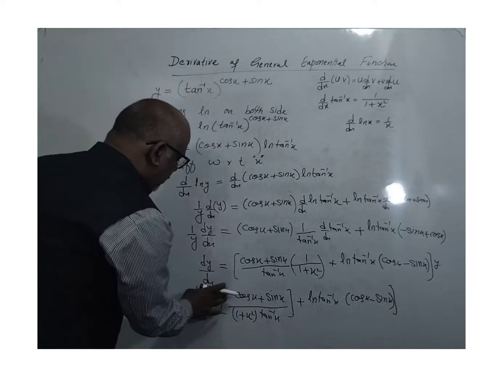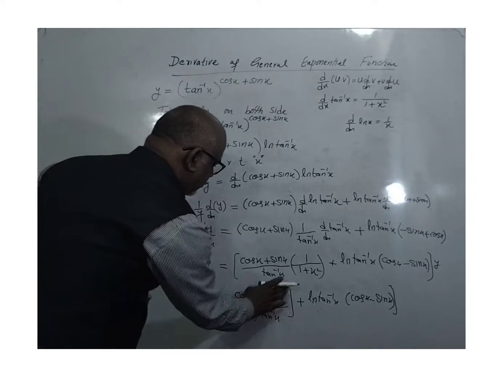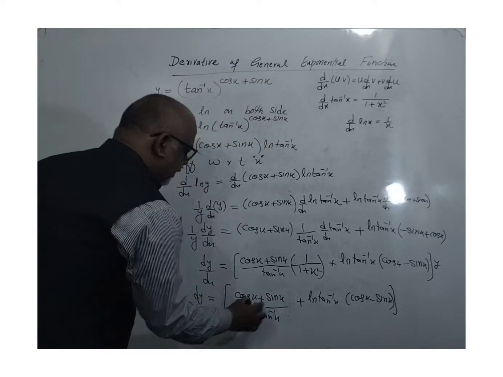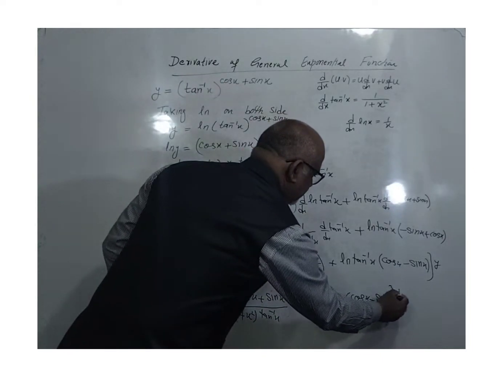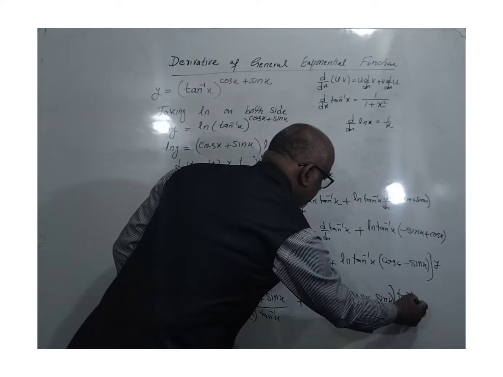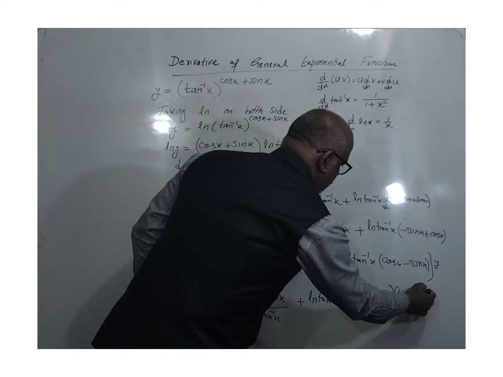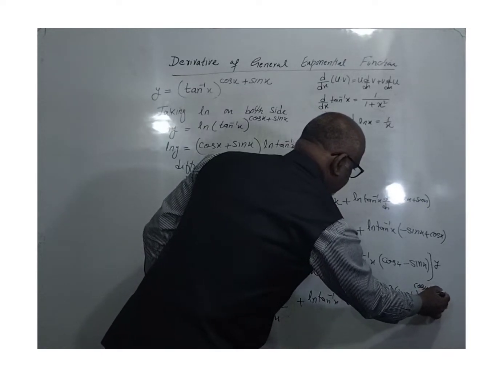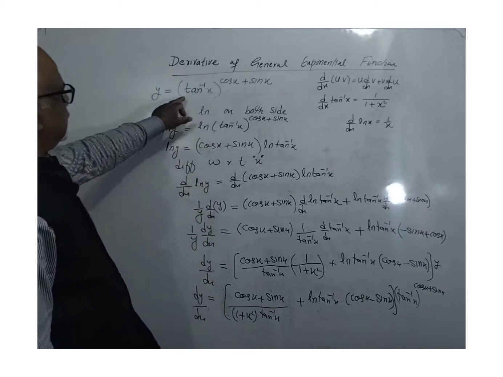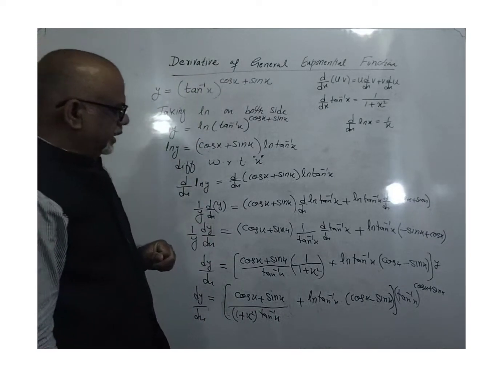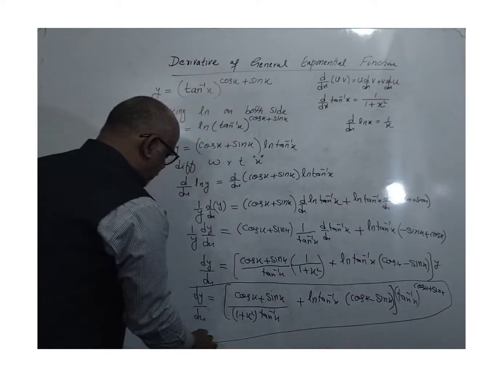We have to put the value here, the value of y, that is tangent inverse x with the power cos x plus sin x. So this is the formula of this general exponential function here. So this is the answer of this question.